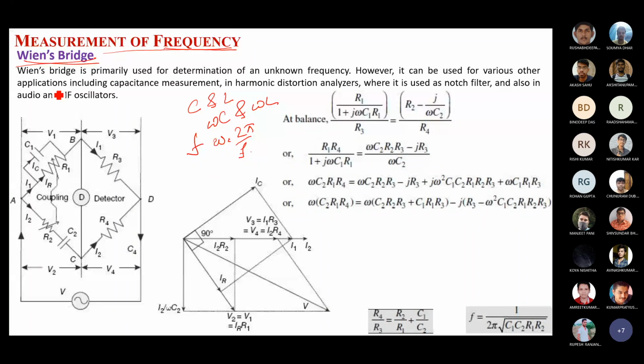The Wien bridge is primarily used for determination of unknown frequency. However, it can be used for various other applications, including capacitance measurement, harmonic distortion analysis, and notch filters. It is also used in audio and high frequency oscillators.